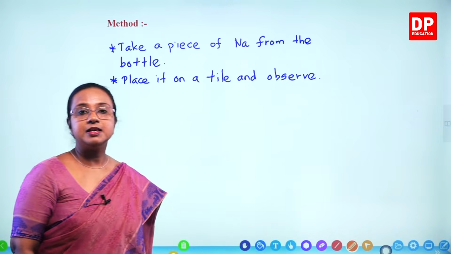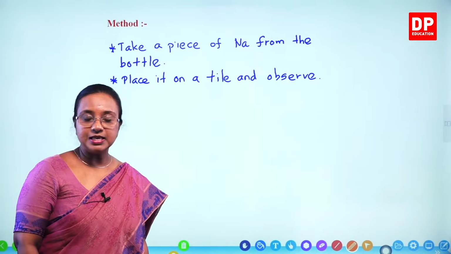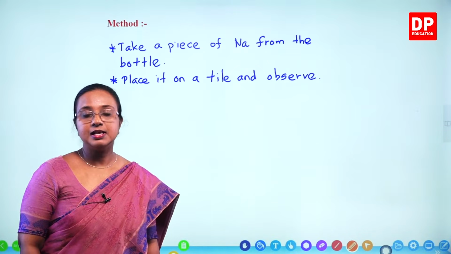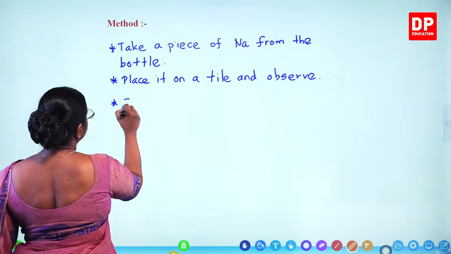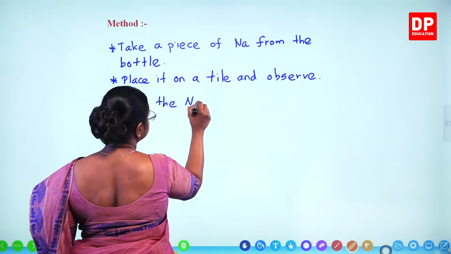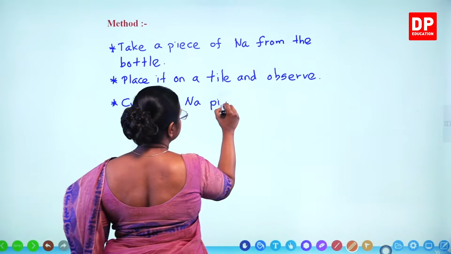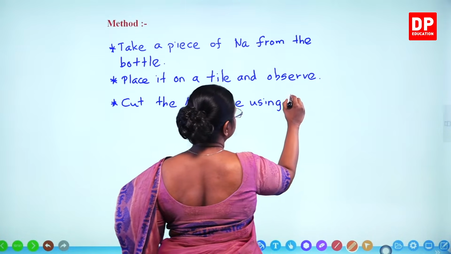Normally, metals should have a luster. So, we will have to observe and see whether sodium has a luster. Then, we have to cut the sodium piece using a knife.